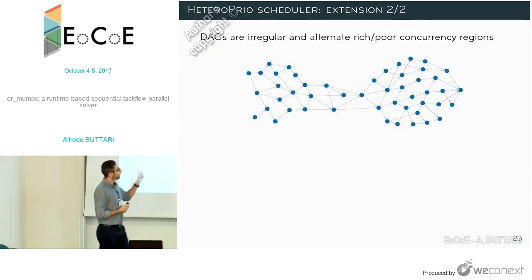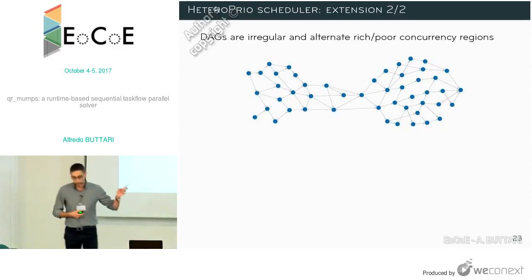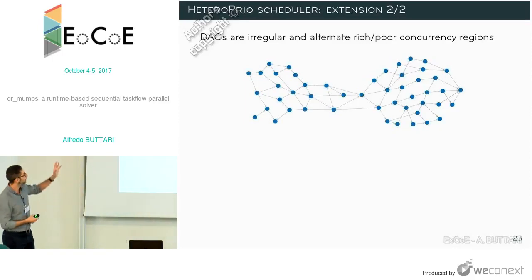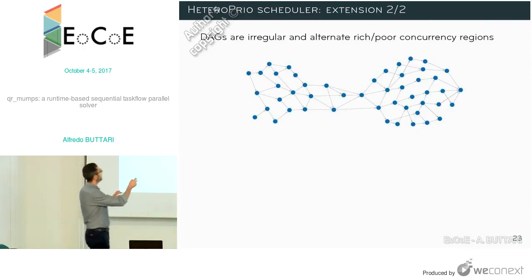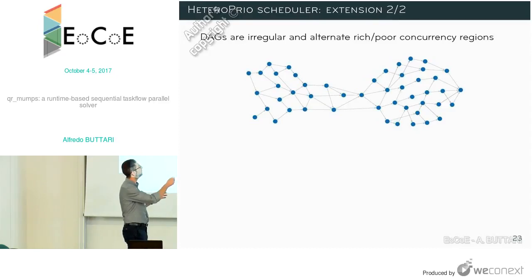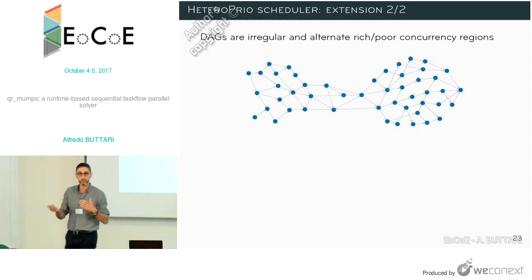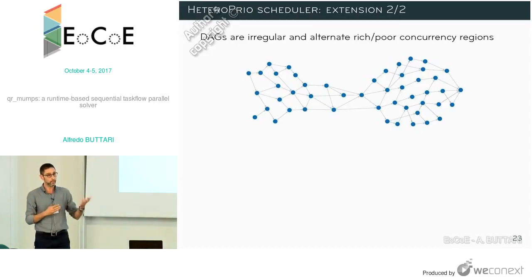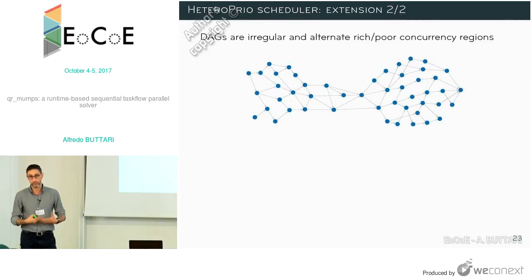All right, scheduling. So we have basically seen that our DAGs are very regular. They can alternate regions with lots of concurrency, with regions that have very little concurrency. So we don't want to use the same scheduling policy in these two cases. So we decided to implement our own scheduling policy, because in StarPU you can do that. There is an API for implementing your own scheduling.